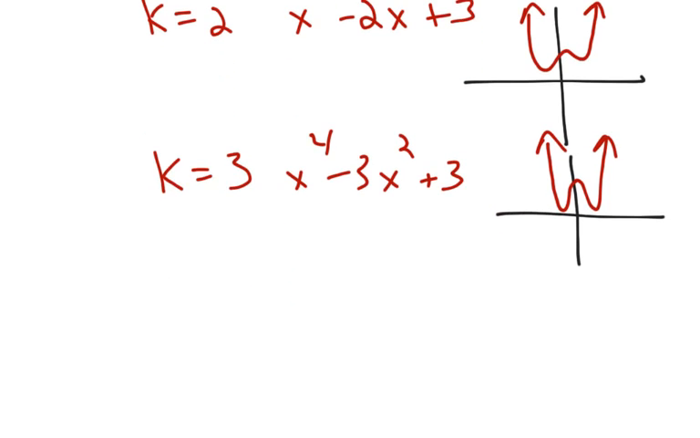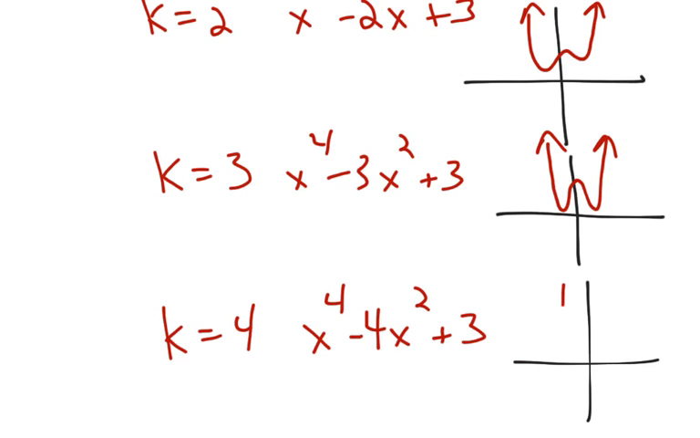So I'm going to do this one more time. When k is 4, x to the fourth minus 4x squared plus 3, it's going to make that W pretty pronounced. It's going to look like this. But I want you to notice that no matter what we did, in the very center of the graph, it always went through 3 on the y-axis. But changing the value of k made that a more and more pronounced W shape, which is traditionally what we see with polynomials that are fourth degree.